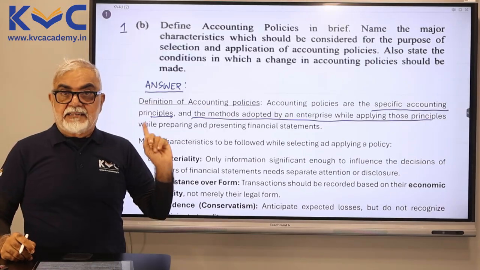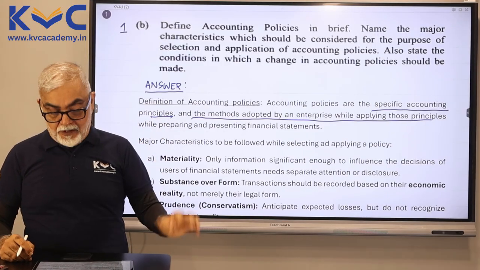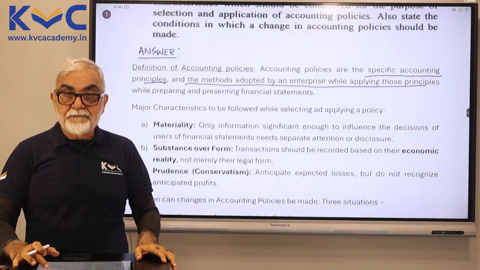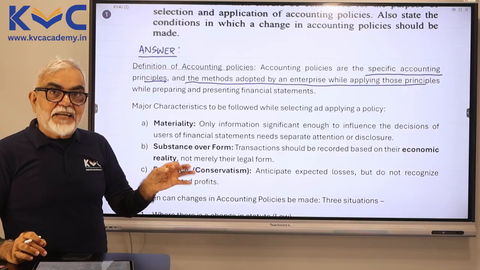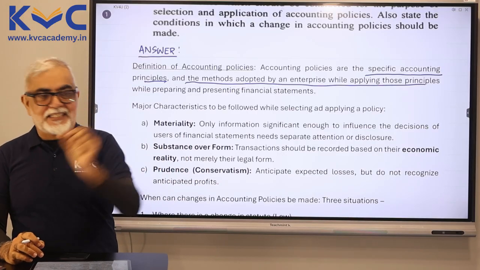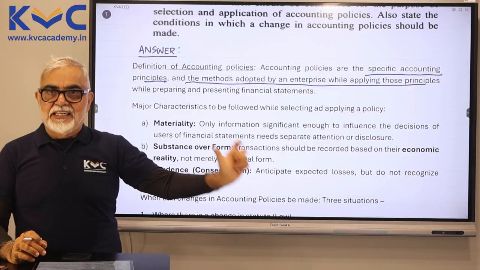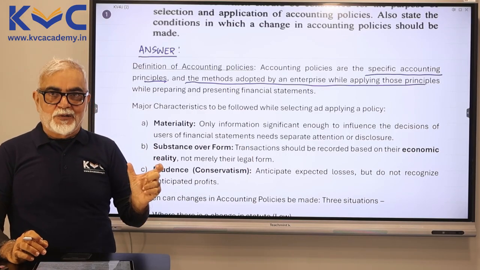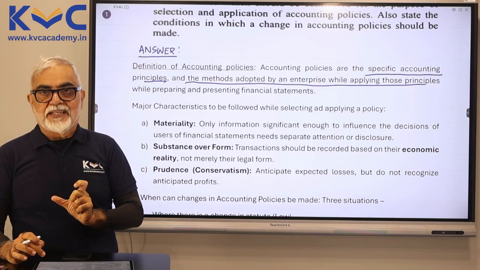So what are the characteristics that should be followed while applying a policy? I tell my students, what is the method of selecting a policy? MSP. Materiality, substance over form, and prudence.